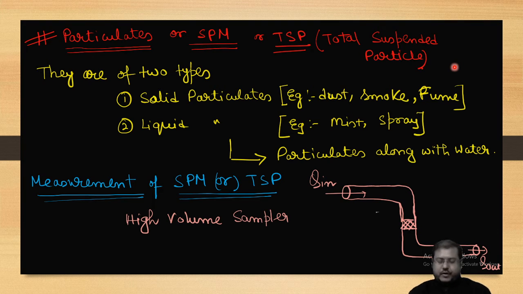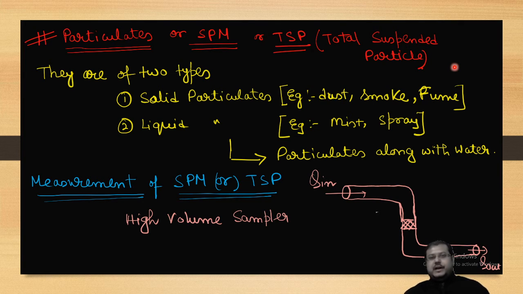Now we are going to certain measurements and techniques for different pollutants. First of all is particulates or SPM or TSP, total suspended solids. There are two types: solid particles like dust, smoke, fume, and liquid particles like mist and spray. They will be measured by high volume sampler. There are certain other samplers also like low volume sampler, Moody, etc.